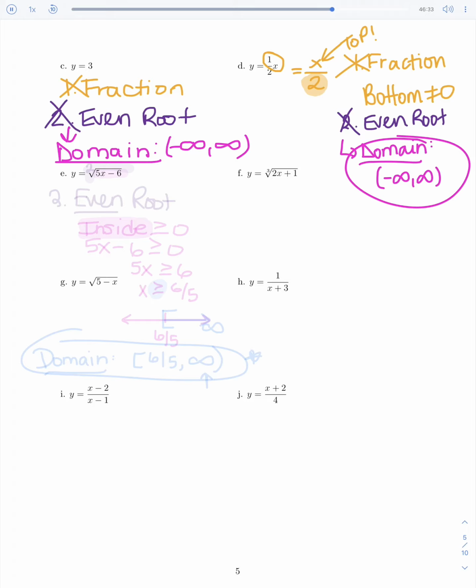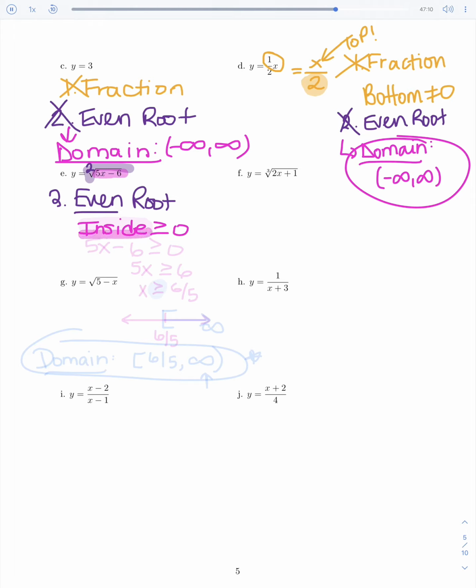Let's take a look at E. In E, I don't have any fractions, but I'm popping up with the second problem. I do have an even root. How do I know I have an even root? Is because I have a square root. Remember, whenever you have a square root, there's a hidden 2 there. So that's why it's an even root. And with even roots, we're worried about whatever's on the inside being greater than or equal to 0. So whatever's on the inside needs to be greater than or equal to 0.